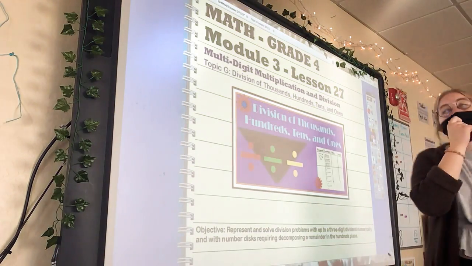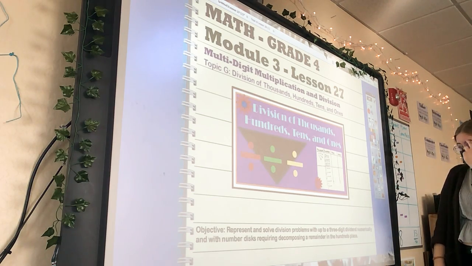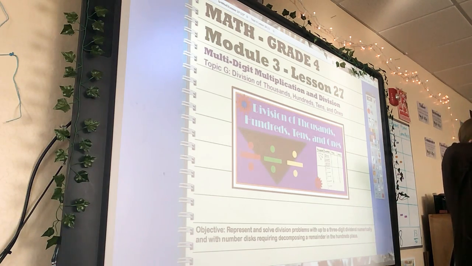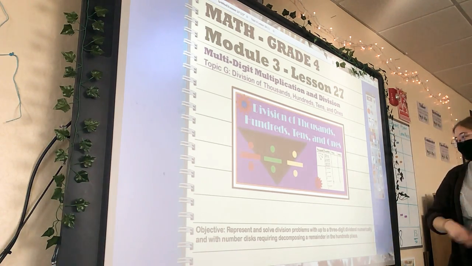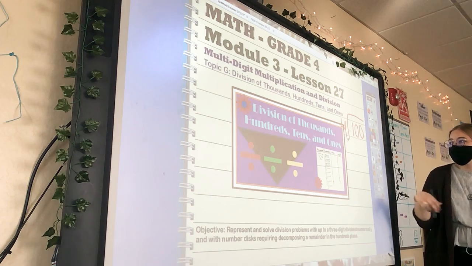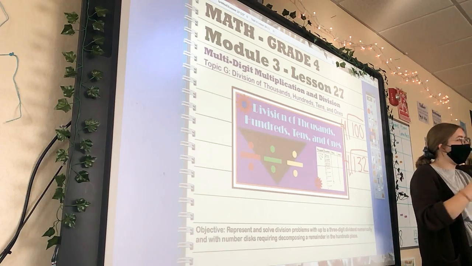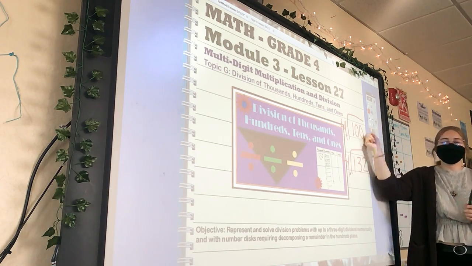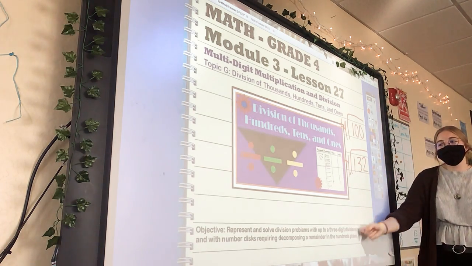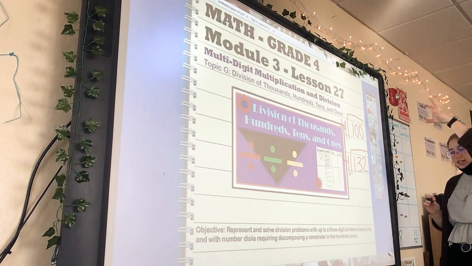So today, for lesson 27, we're going to represent and solve division problems up to 3-digit dividends. Our numbers are getting bigger and further away from hundreds. Instead of working with 100 divided by 4, now we're going to do 132 divided by 4. We're moving away from multiples of 10 and getting to more complex numbers. We're still going to do it with number discs, and we're still going to move them from place value to place value.